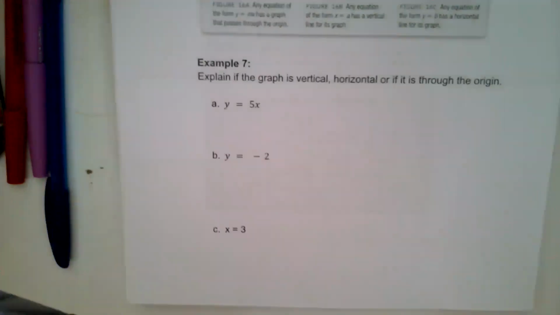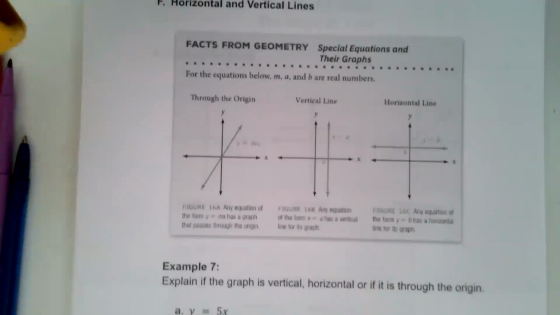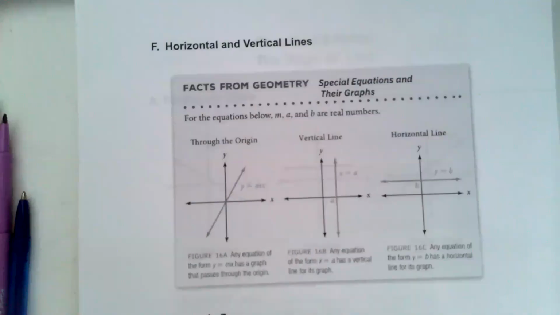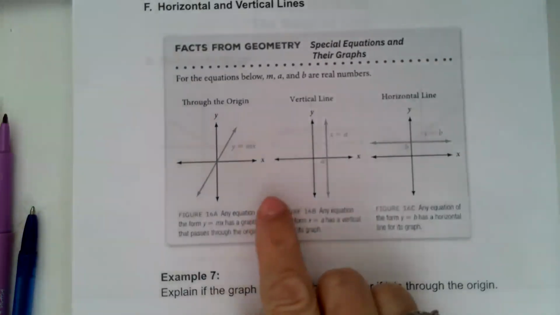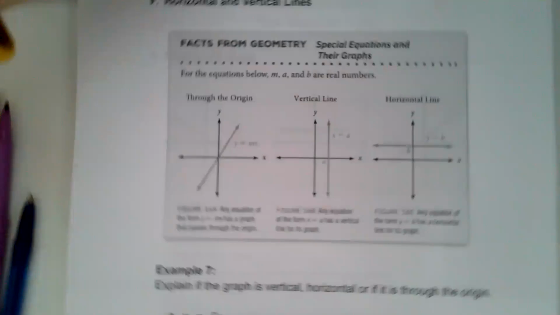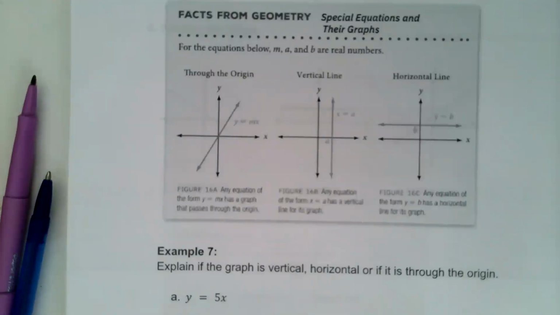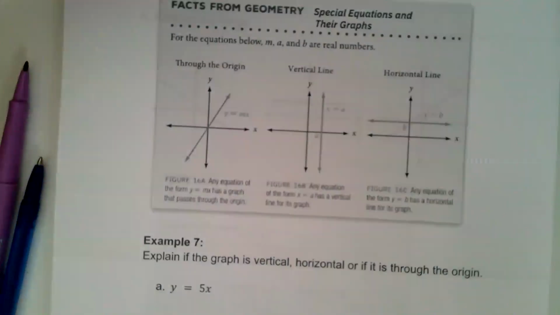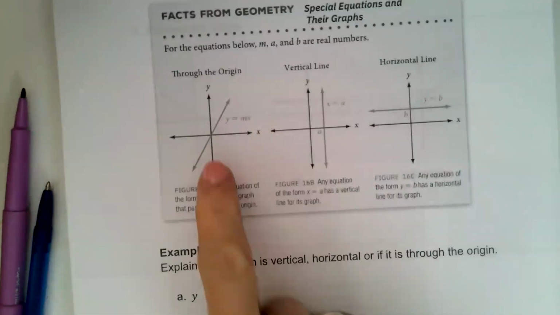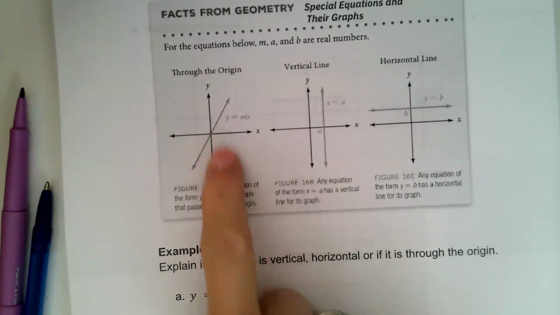So we're going to finish up lesson 3.1 right here with some drawings of basic lines that are horizontal and vertical. So they have special equations and they're nice and simple, which is great. So a line that is through the origin, we've already looked at. It's ones like here on the left. They go through the origin (0, 0).